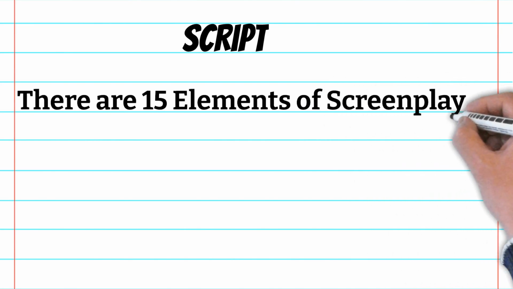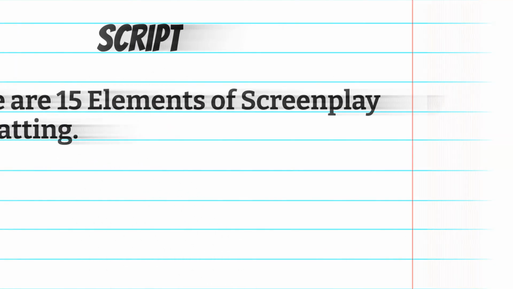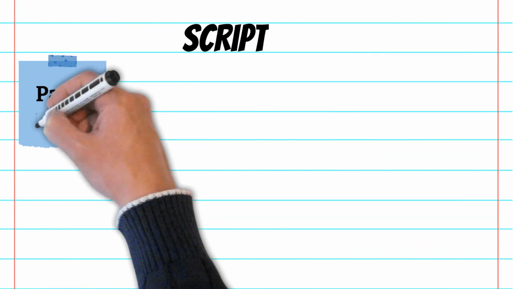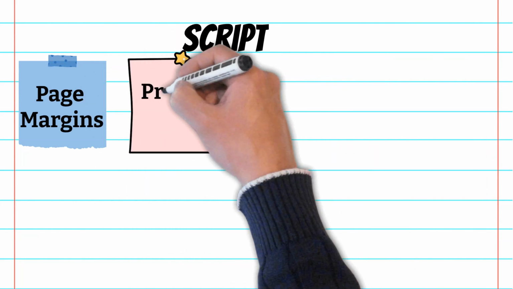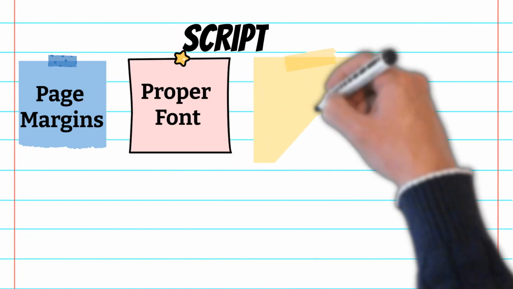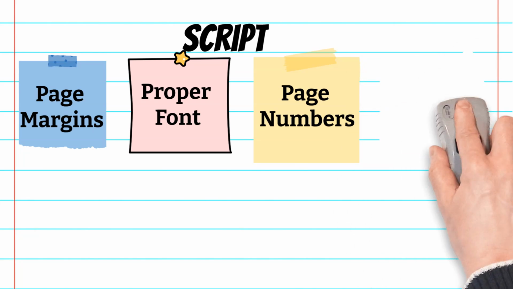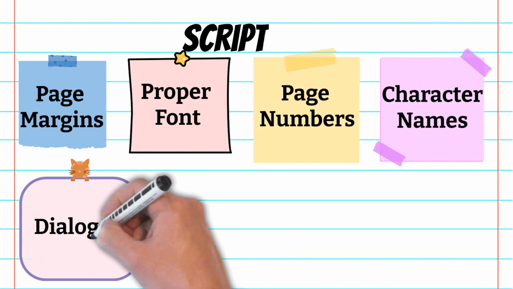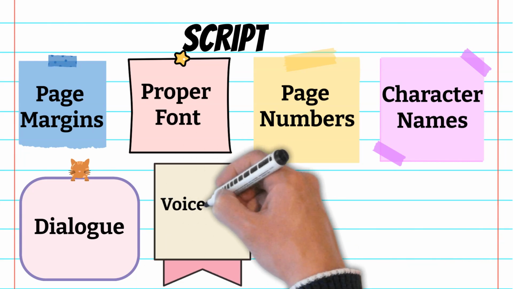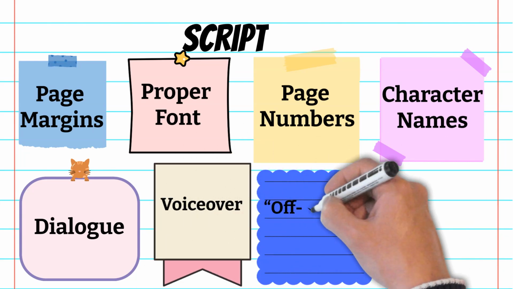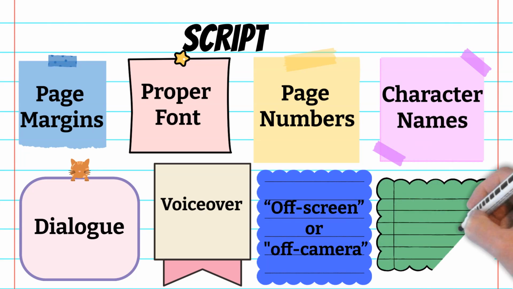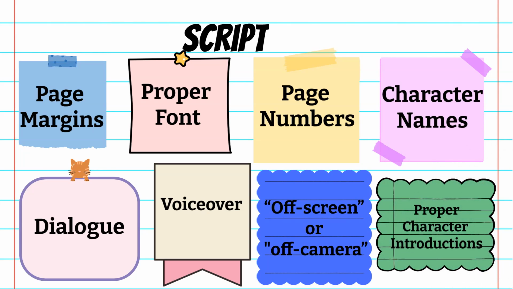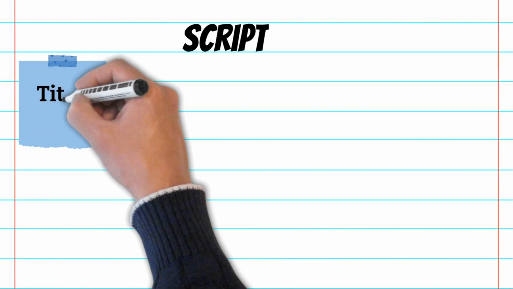There are 15 elements of screenplay formatting, and I'm going to go into what each one is. And then in another video, I'm going to dive deeper into each of these. So let's jump in. You're going to have page margins. You need to have proper font. You're going to add the page numbers, and of course, character names, the dialogue, the voiceovers, the off screen or off camera, and the proper character introductions.